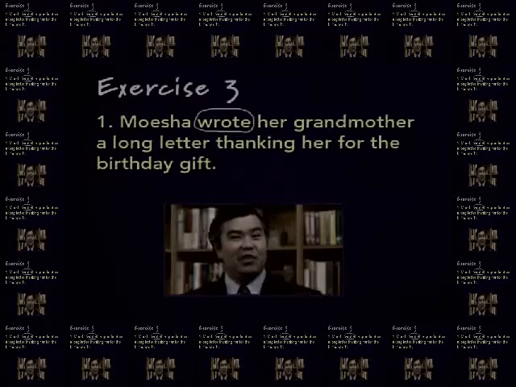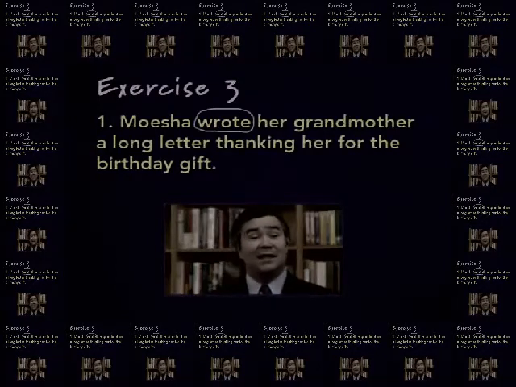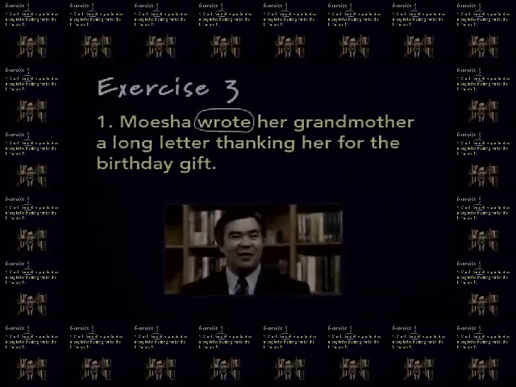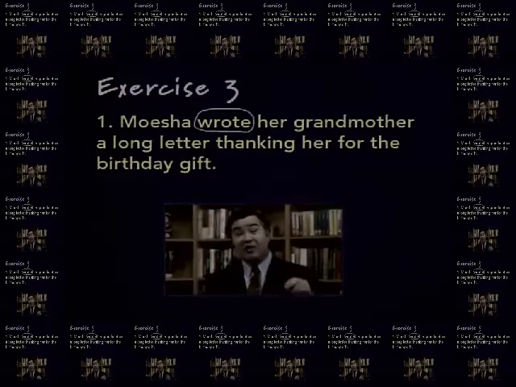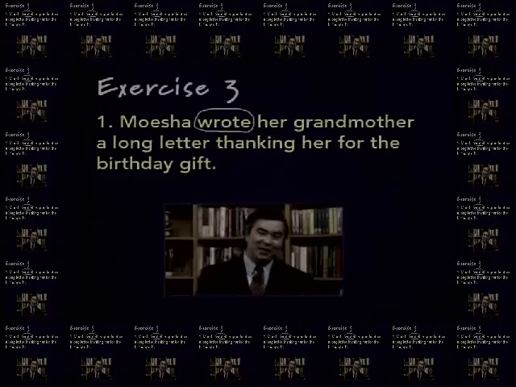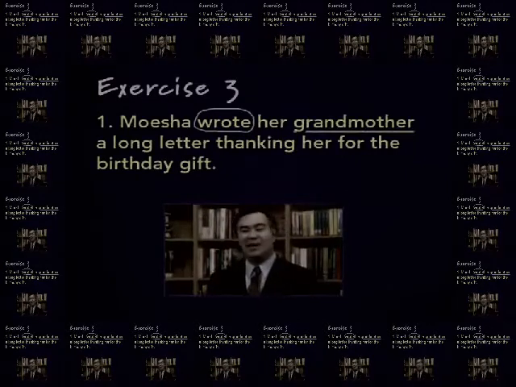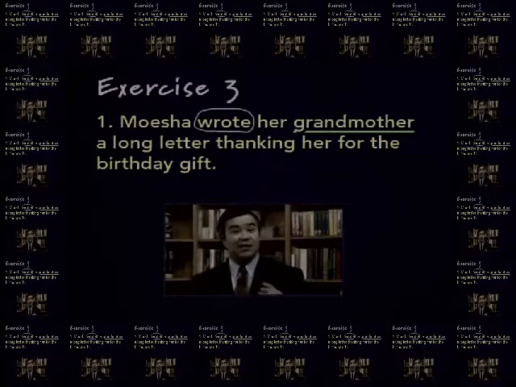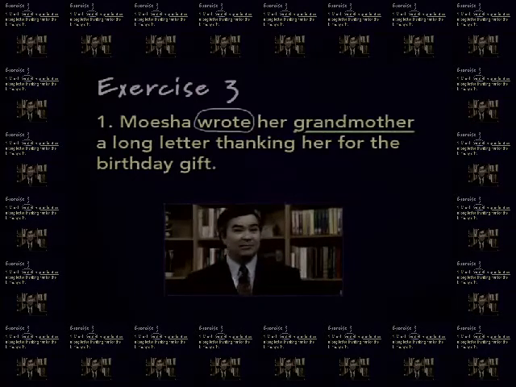Now the tricky question, is there an indirect object? That is, is there something in the sentence that tells us to what, to whom, for what, or for whom the letter was written? Well, the letter was written to Moesha's grandmother. And that noun, grandmother, appears in the sentence between the verb and the direct object. Therefore, it's in the right place for an indirect object. And that, in fact, is what it is. So the noun grandmother is the indirect object here. It answers the question, to whom Moesha wrote the letter. And that's the answer for this first question.